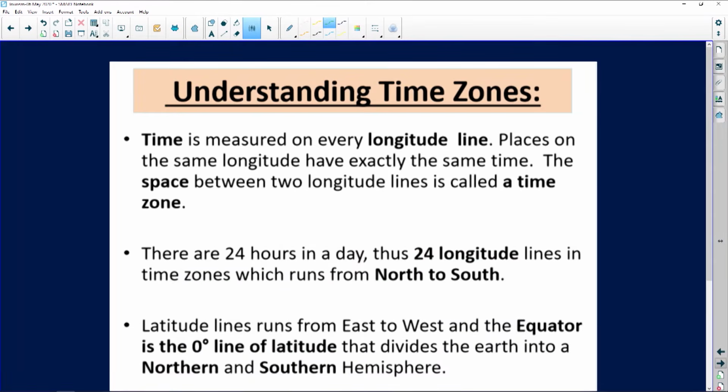It's very important that we start with the building blocks again, and those building blocks are normally our definitions. So let's have a look. All right, understanding time zones. First of all, we need to understand that time zones are based on longitude lines. Our longitude lines are those lines that run over the earth from north to south, and the space between those longitude lines is called a time zone.